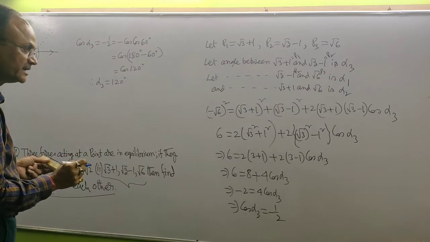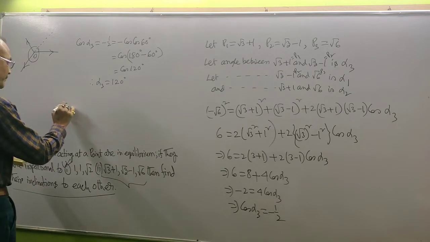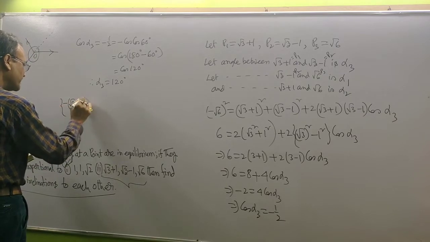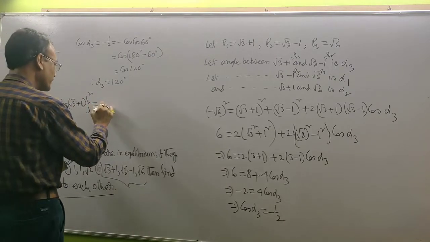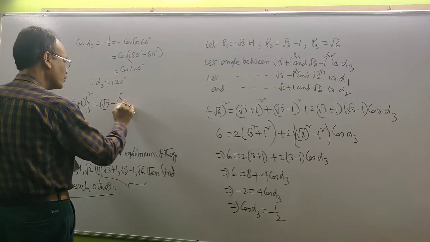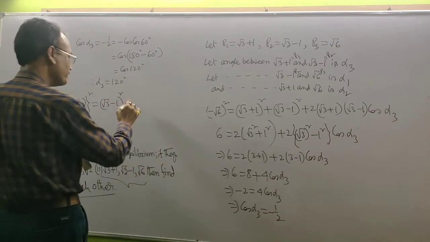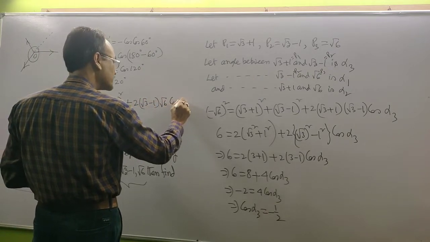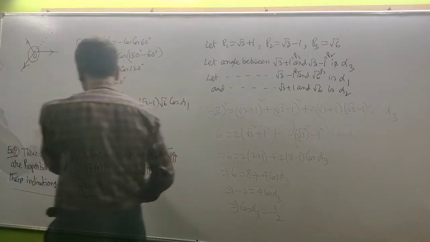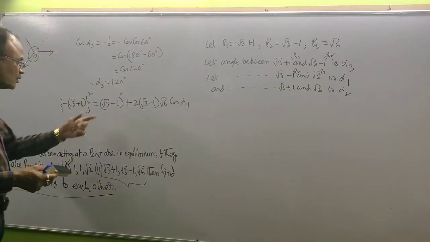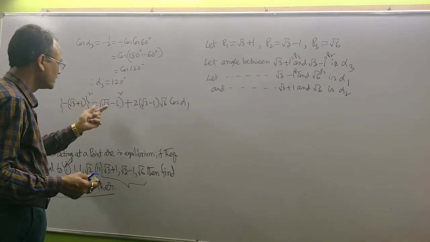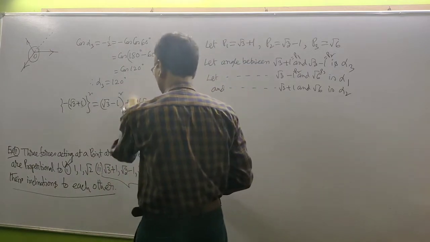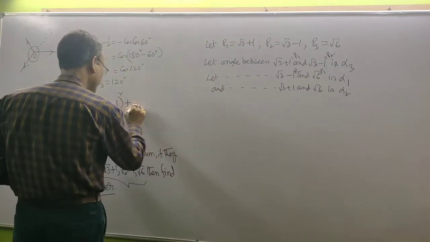Now, similarly, minus root 3 plus 1 whole square equals (root 3 minus 1) whole square plus 2 times (root 3 minus 1) into root 6 cos alpha 1. Root 3 plus 1 whole square, root 3 minus 1 whole square. Oh, I am sorry. The root 6 whole square should also be here. Root 6 whole square.